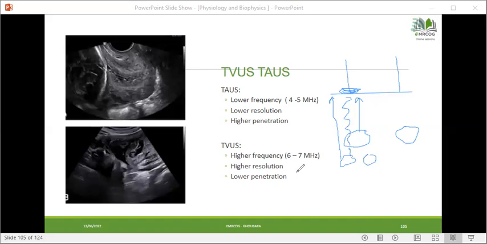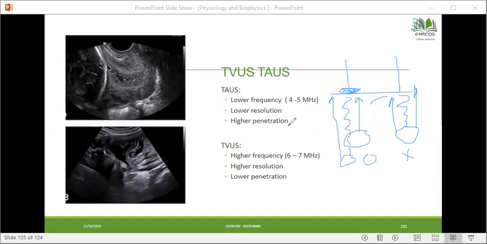While the higher frequency waves, yes, they have higher resolution, yes, the picture will be more clear, but they don't have higher penetration. When they hit the uterus, all of the waves will be reflected and none of them can penetrate beyond the uterus. So every one of those has advantages and disadvantages.